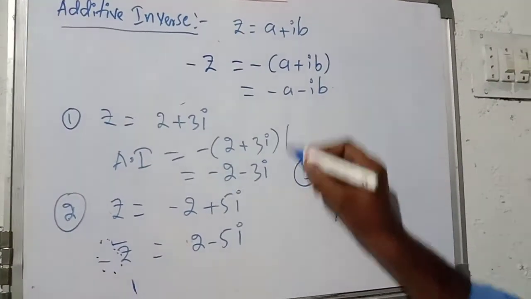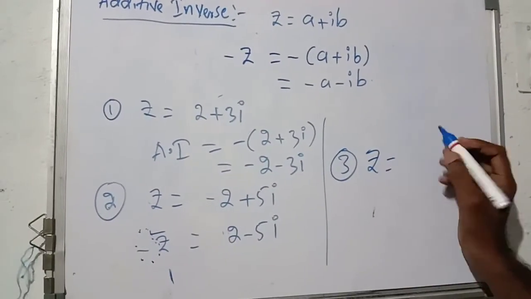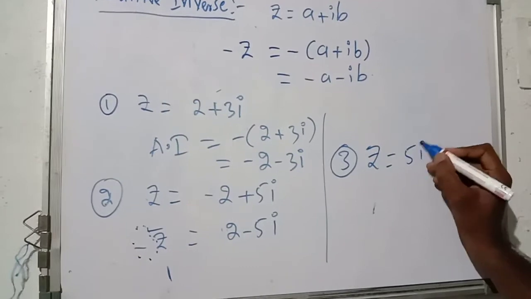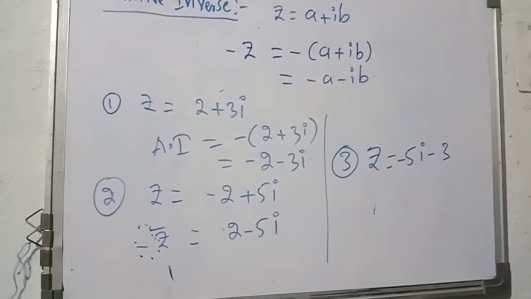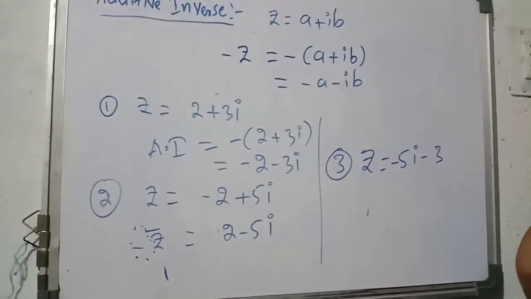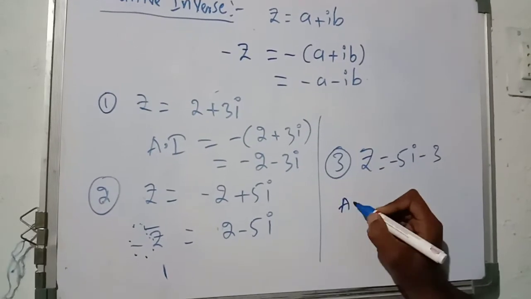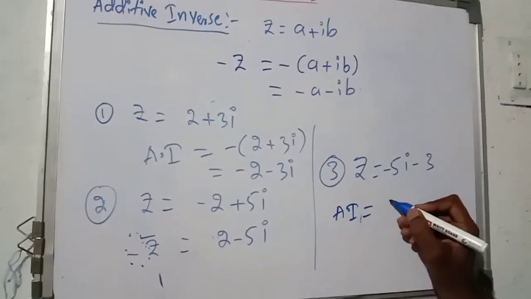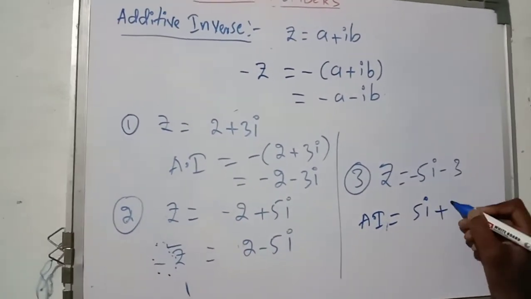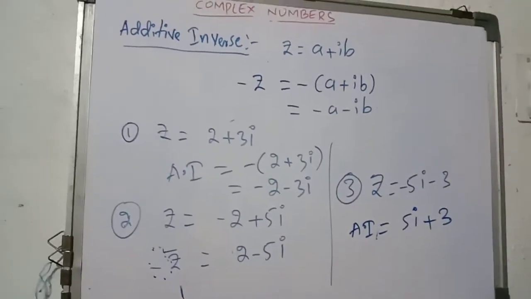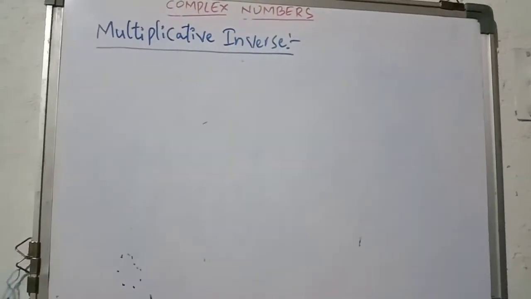Take the third example, that is z equals 5i minus 3. So the additive inverse of the given complex number is minus 5i plus 3.